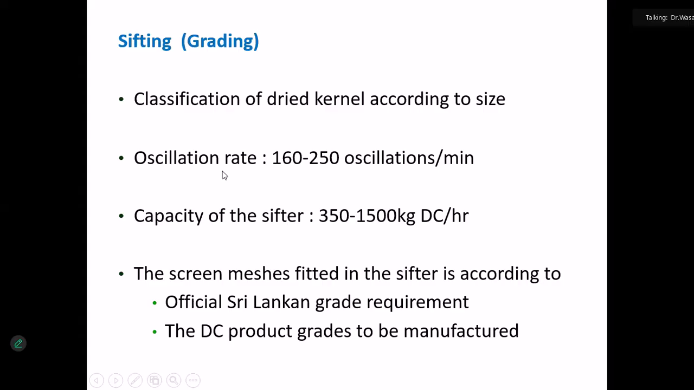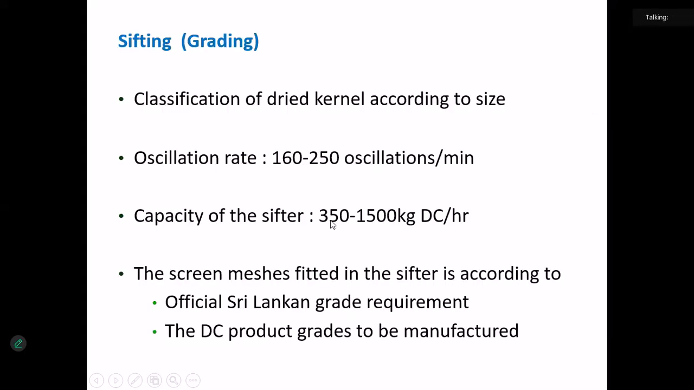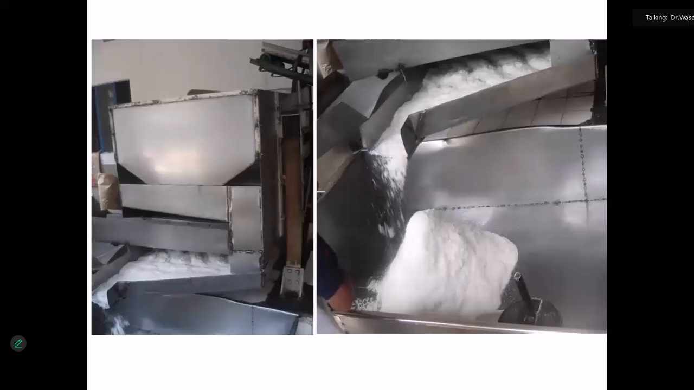Oscillation rate means how many times it moves up and down, or moves either side, per minute, very quickly. Oscillation means movement of this one. Oscillation means moving one side, like here, it is moving up and down. Normally Sri Lankan DC grades are manufactured. Then the last step, after grading, is packing. The 10th step, packing and export.